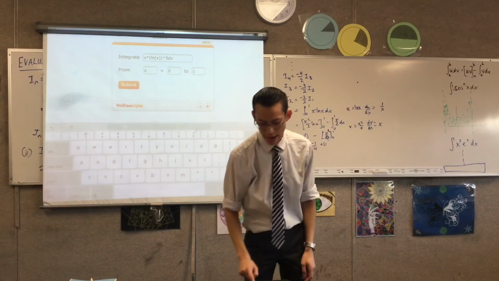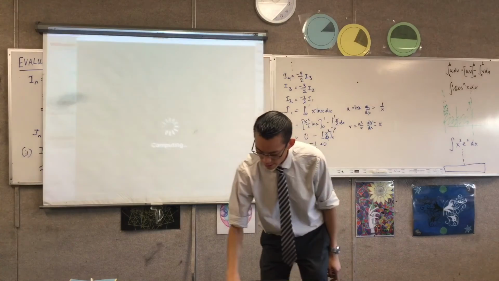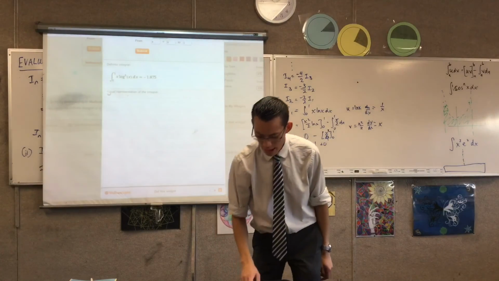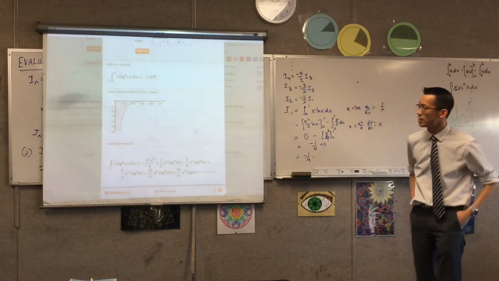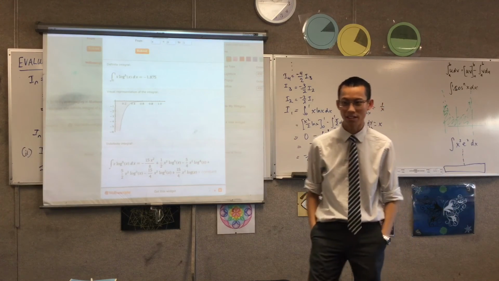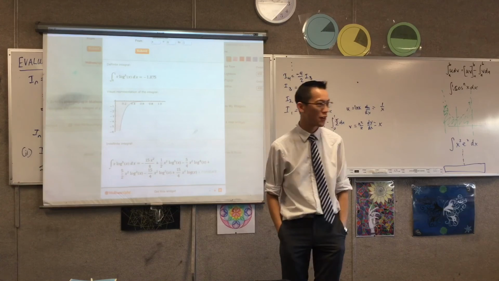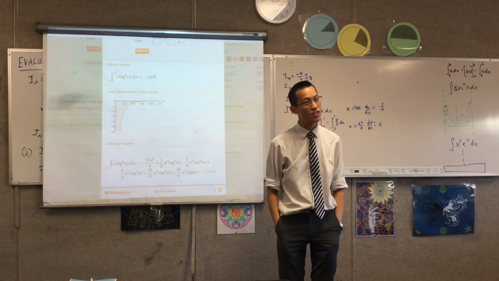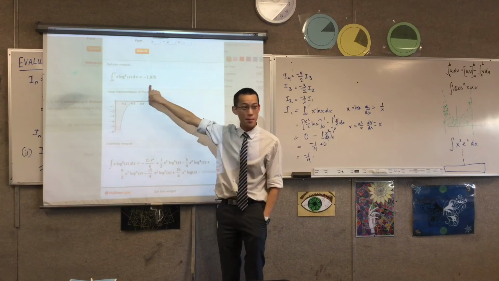And when you say, hey, what do you think? It twiddles its thumbs for a little while, and then it says minus 1.875. Do you want to tell me what minus 15 over 8 is? It's minus 1 and 7/8. Bam. Okay.